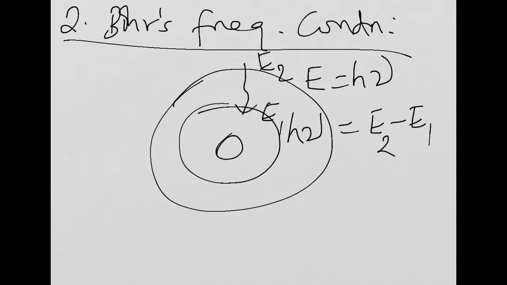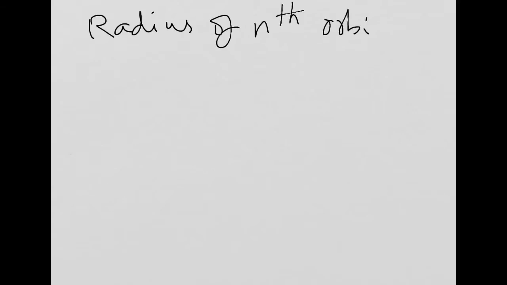We will most probably be using Bohr's postulates while deriving the radius of nth orbit. Now let us go into deriving the radius of nth orbit, which is a 10-mark question, or r suffix n. Okay.